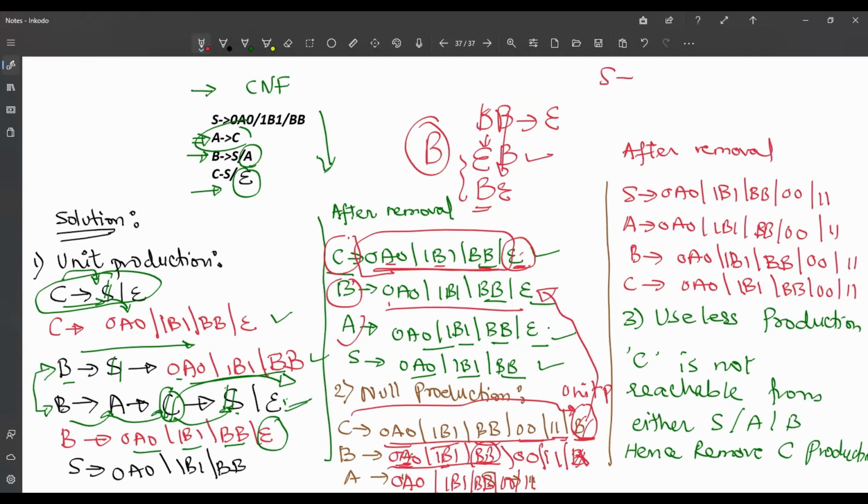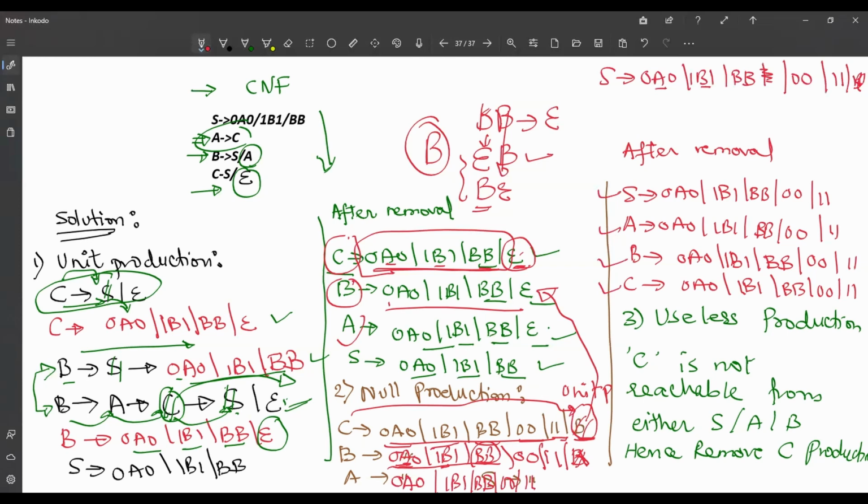Now the last production is S. S also has the same values: 0A0, 1B1, double B, and so on. Because this S does not have any epsilon, we are not going to have any further value for epsilon. But here A has an epsilon value and B also has an epsilon value. So we will get double zero and double one. And again we get a single B, which we have removed because it is a unit production. So after the removal, we get these types of values for your production.